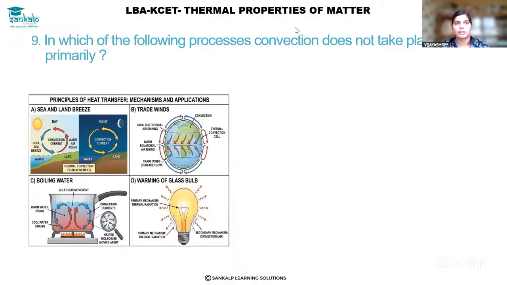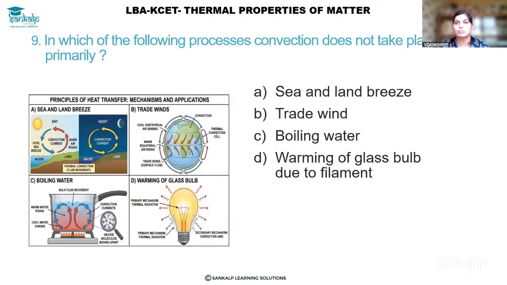Let us see the question number 9. In which of the following processes convection does not take place primarily? Options. Option A, sea and land breeze. Option B, trade wind. Option C, boiling water. Option D, warming of glass bulb due to filament. Okay. So here, what is the question? Which of the following processes convection does not take place primarily?